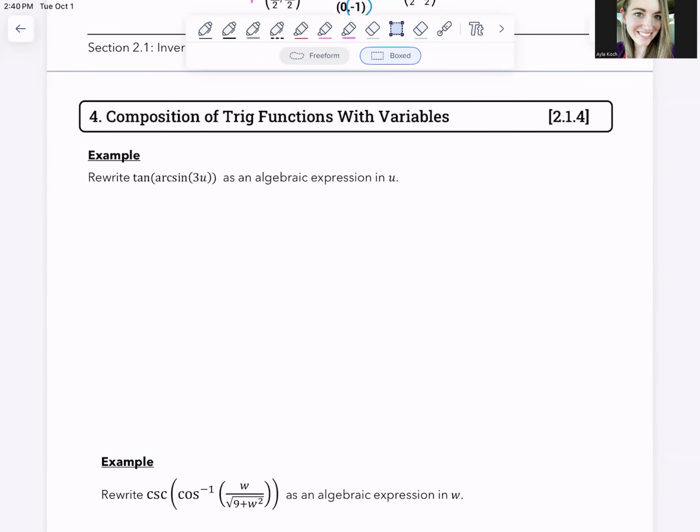Composition of trig functions with variables. All right. So these problems, they have some nasty looking answers sometimes, but they're really not bad. I would say they're even easier than the problems we've done before.